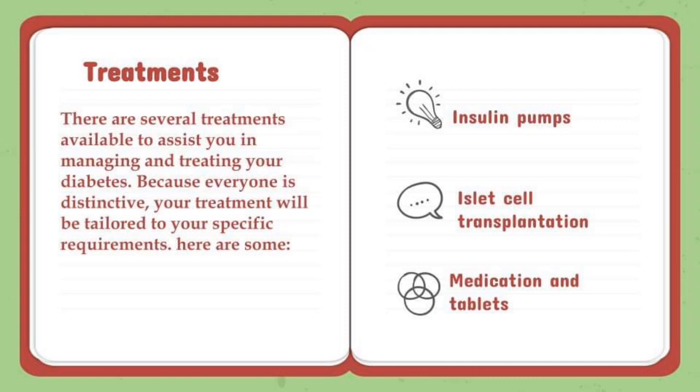Second, islet cell transplantation entails extracting islet cells from a deceased donor's pancreas and implanting them in the liver of a type 1 patient. This minor procedure is usually performed twice for each transplant patient and can be done safely with a needle under local anesthesia.